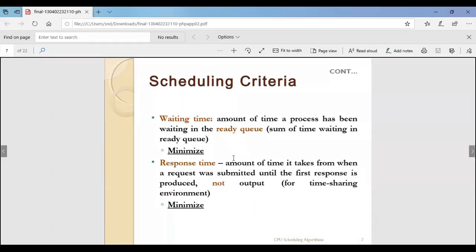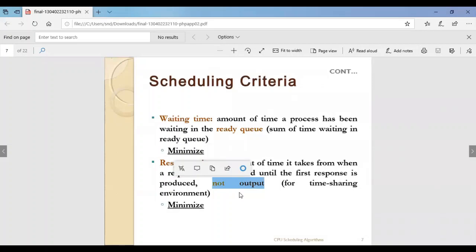Then response time: the amount of time it takes from when a request was submitted until the first response is produced. It is not the output, it is the first response. Means whenever the process is given to the processor, and the user gets the first response of that output, that is called response time. It is not the completion time or complete output. Means the final output has not reached the user, so that is not response time. When the user gets the first instance of the output, that is called response time.